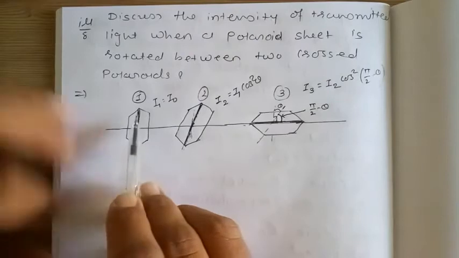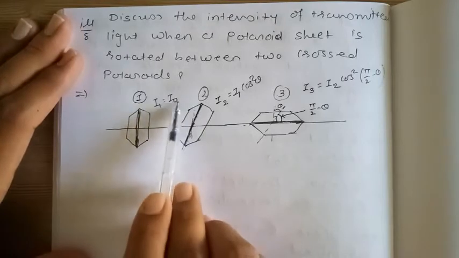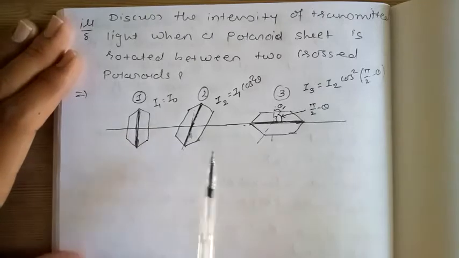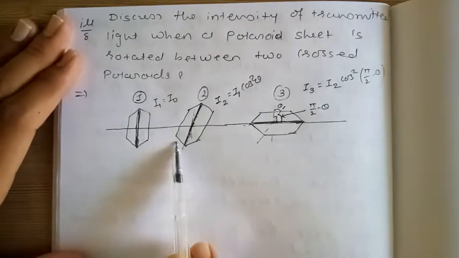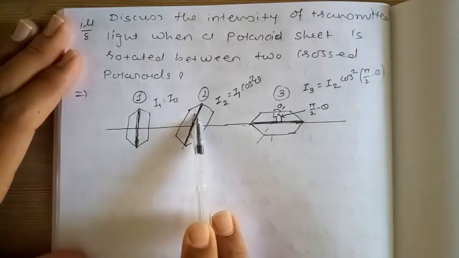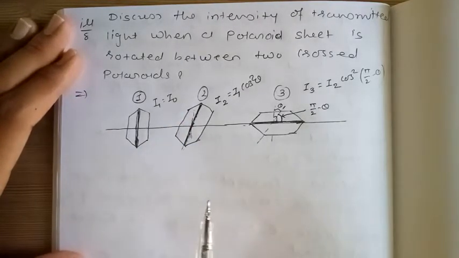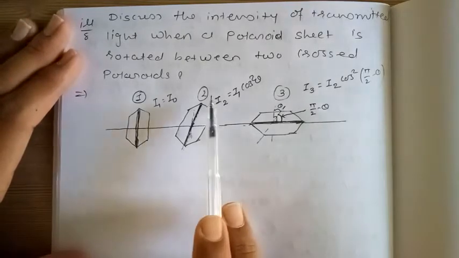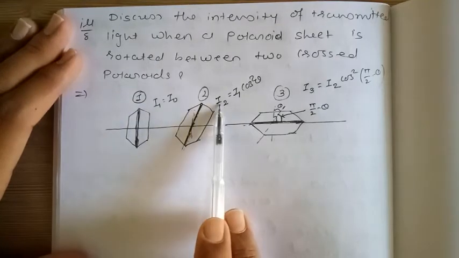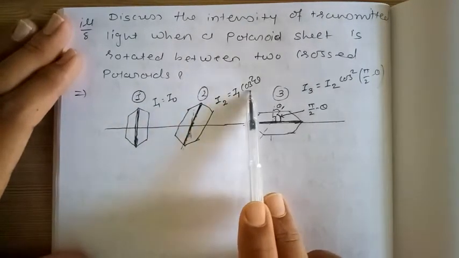Once again, the first Polaroid, so its output intensity I1 is equal to I0. But see this second Polaroid, in Malus's law we learned that the pass axis of the second Polaroid makes an angle theta with the pass axis of the first Polaroid. So if this angle is theta, we know that intensity I is equal to I0 cos square theta. But this second Polaroid is number 2, so instead of I we write I2 and instead of I0 we write I1. So I2 is equal to I1 cos square theta.